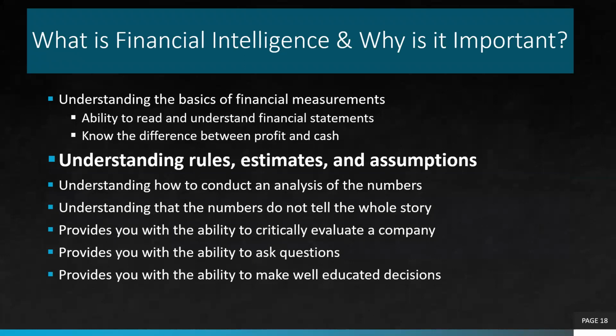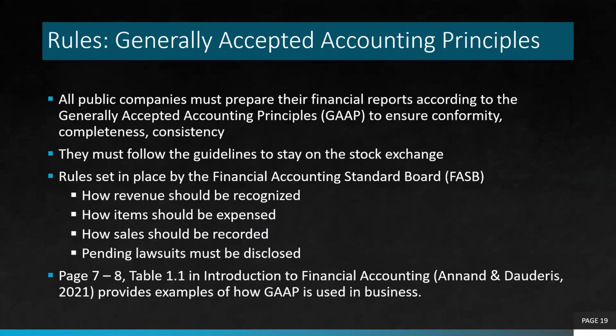And then we're going to get back to one of the other items about why financial intelligence is so important. It's understanding rules, estimates, and assumptions, right? So the rules are GAAP rules, generally accepted accounting principles, and all public companies must adhere to GAAP rules to ensure conformity, completeness, and consistency. And in order to stay on the stock exchange to be publicly traded, they must follow these guidelines. These rules were set in place by the Financial Accounting Standards Board.